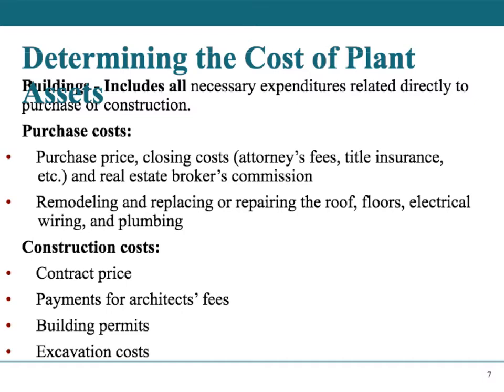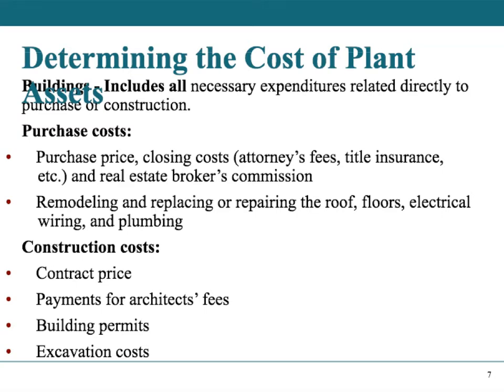But then if you need to do any necessary remodeling or replacing, to repair the roof or floors, or maybe you need to update the electrical because the wiring is old, or maybe plumbing, these are all considered necessary expenditures to acquire the building. We can also construct a brand new asset. So what will that be? Contract price, payments for architect's fees, or maybe building permits or excavation costs, etc.